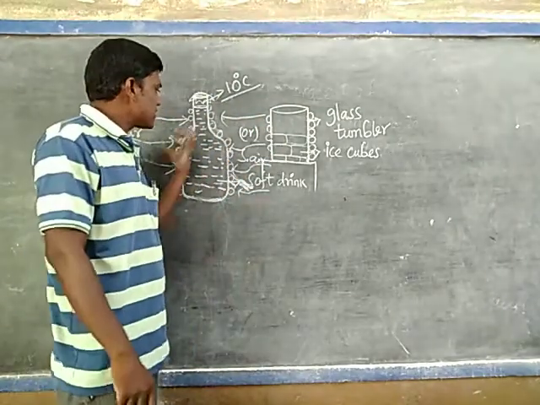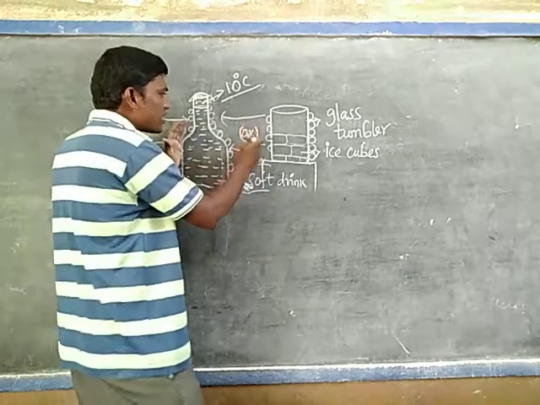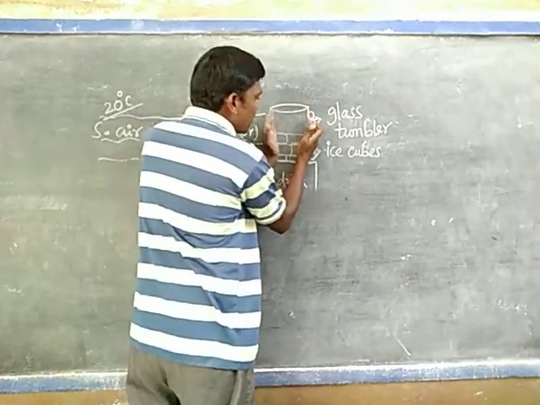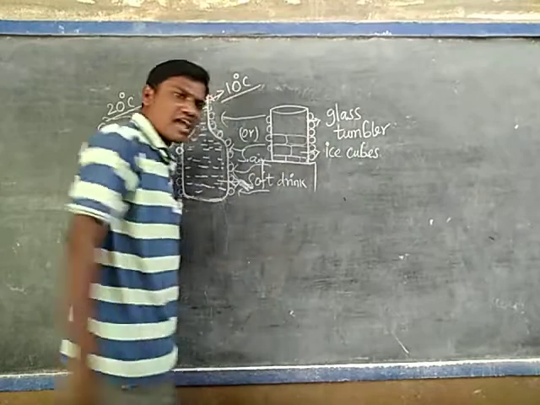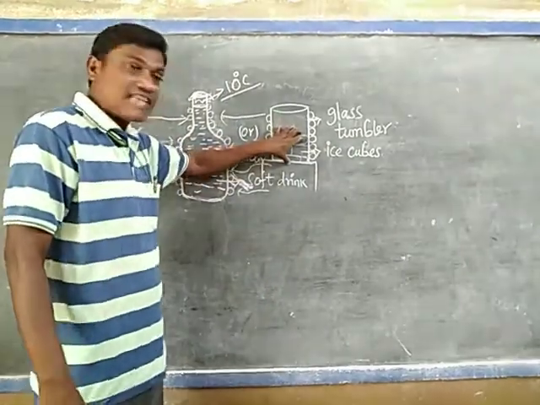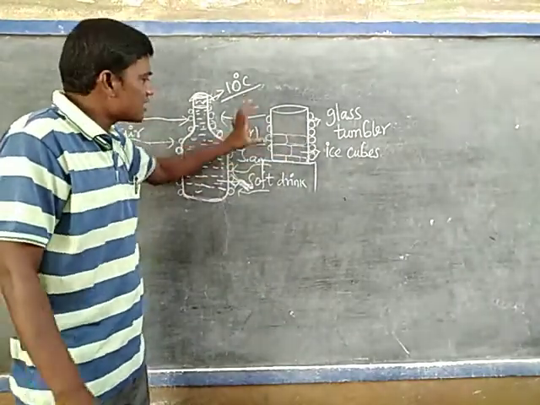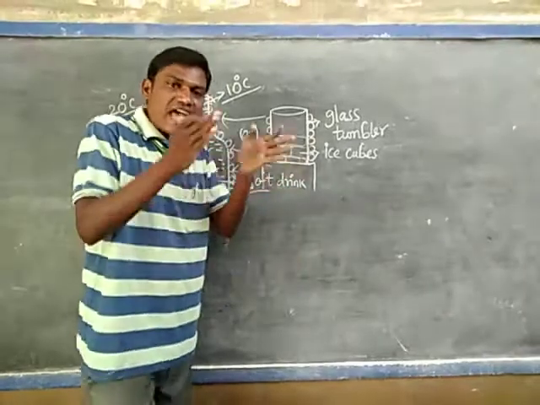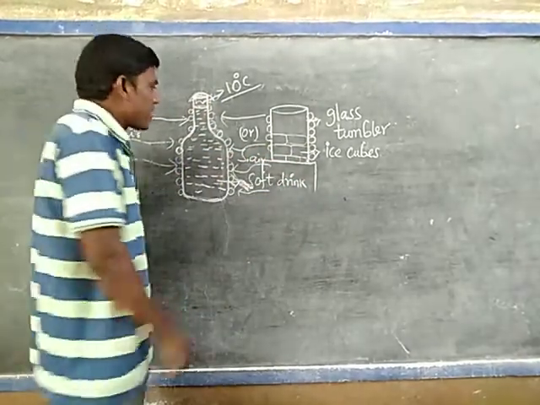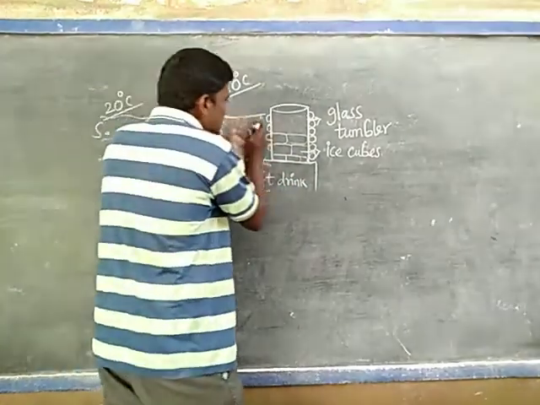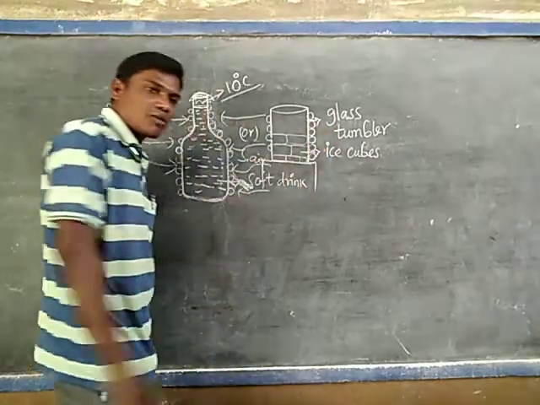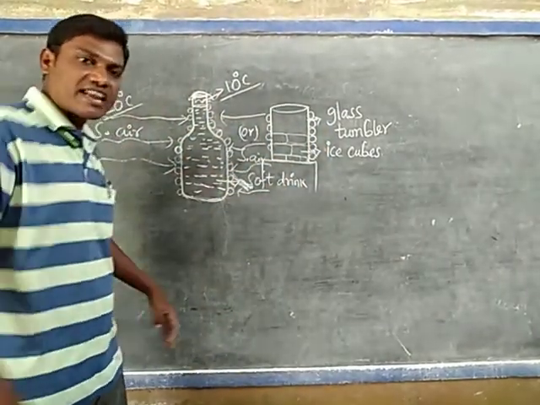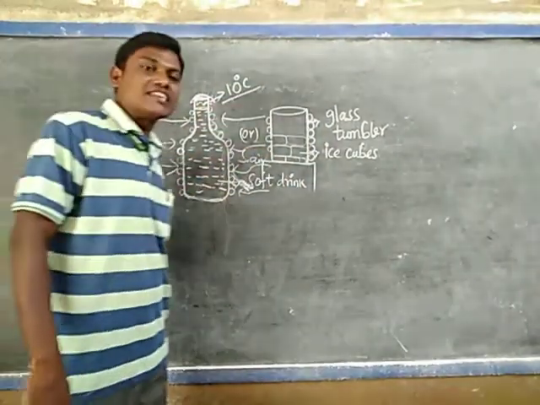How is it the same thing? The glass tumbler, in which we have taken ice cubes, acts as a cold body, and the surrounding air in the room acts as a hot body. That's why when the surrounding air touches the surface of the glass tumbler, it loses its kinetic energy, meaning its temperature decreases.